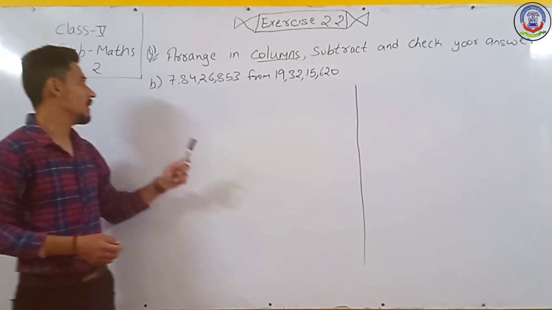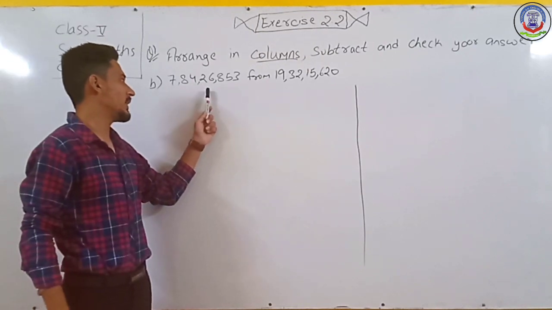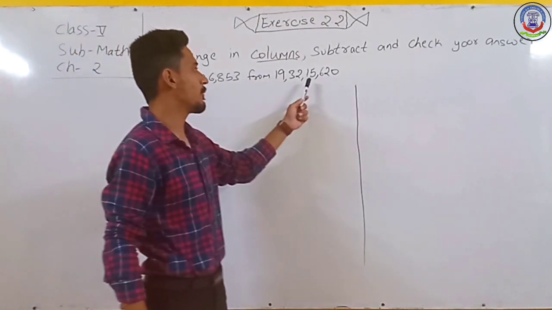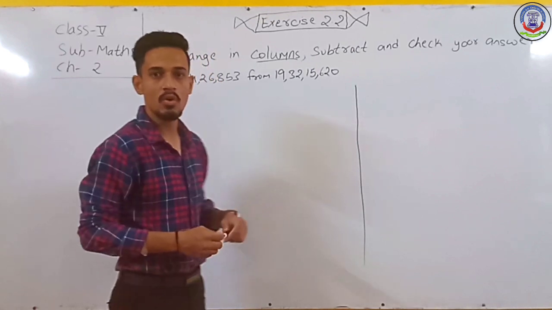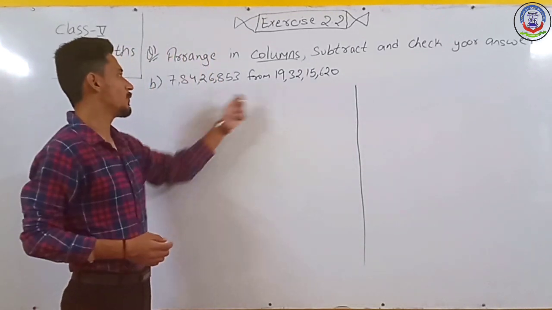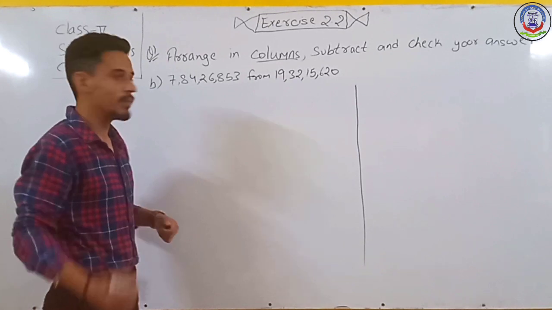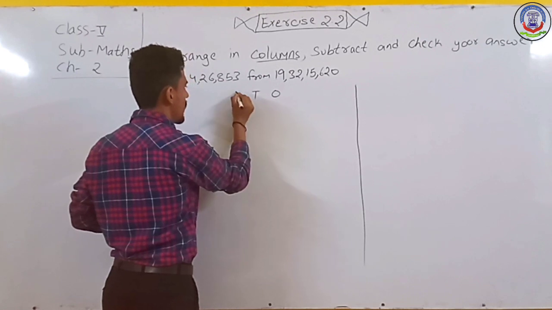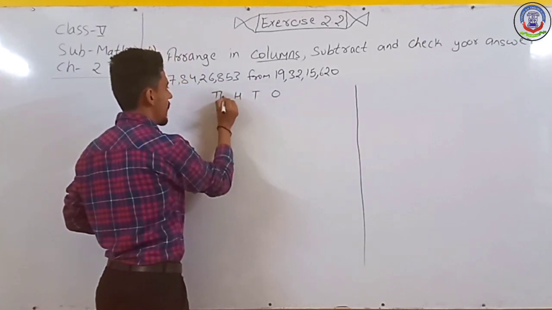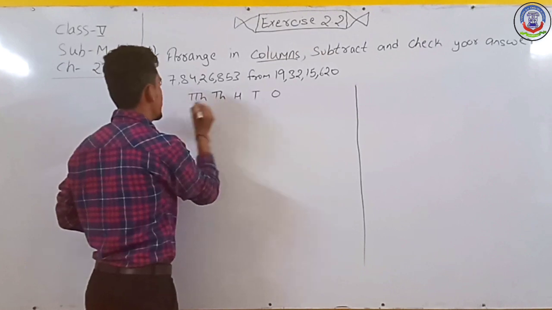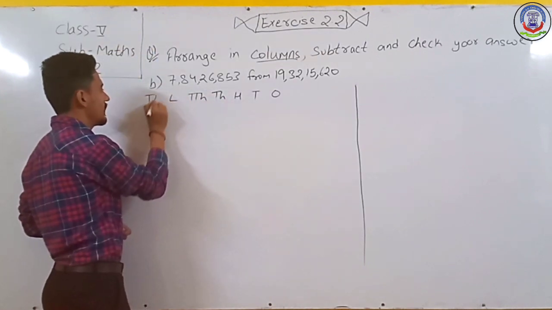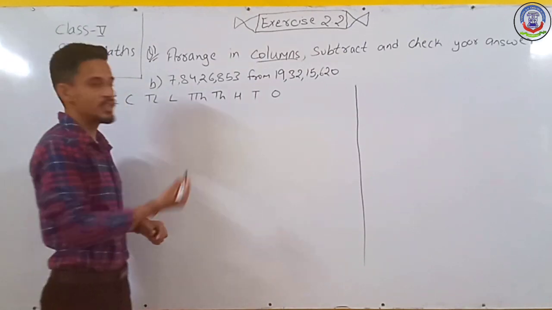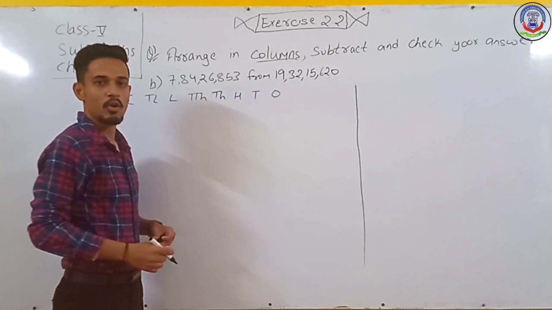So next we have B, 7 crore 84 lakh 26,853 from 19 crore 32 lakh 15,620. So when we start subtracting this from this, we have to arrange in columns. So we write ones, tens, hundreds, thousands, 10,000s, lakhs, 10 lakh, crore and 10 crore. So we arrange these numbers in columns according to their places.